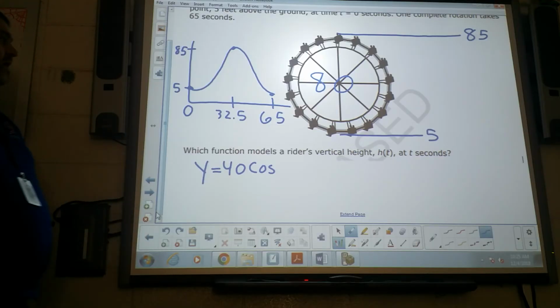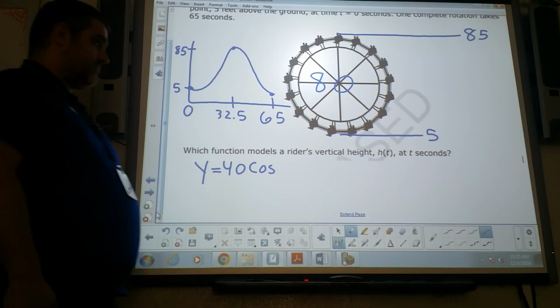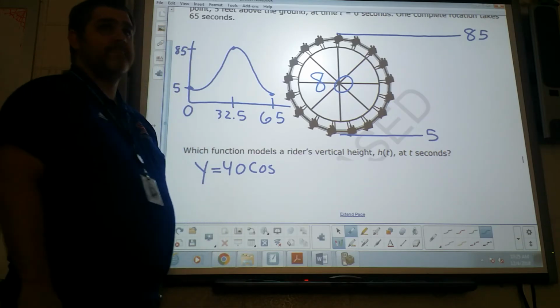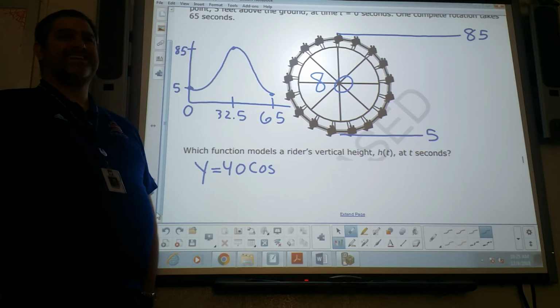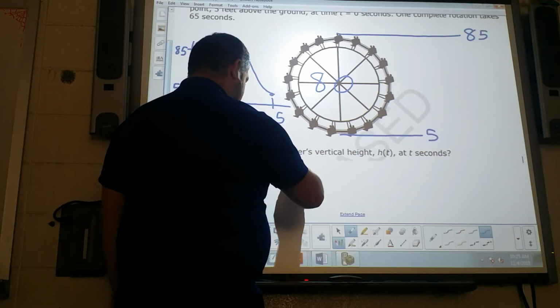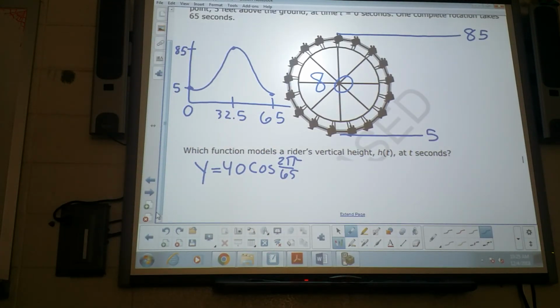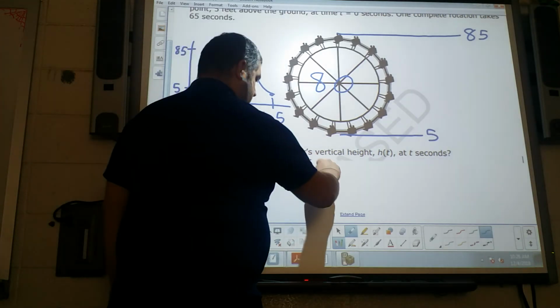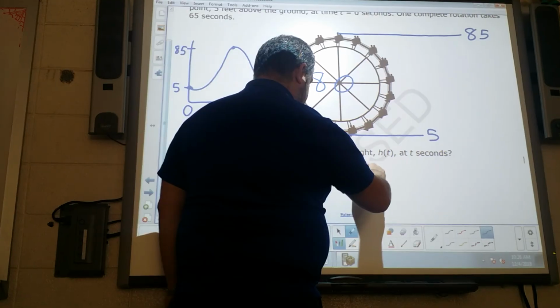Okay. How are we going to find our B value? Simple math. 85 minus 5. That's A. For B, 65 minus 0 is 65. And then 2 pi divided by that will give us 2 pi over 65. Then do some parentheses, t minus 32.5.